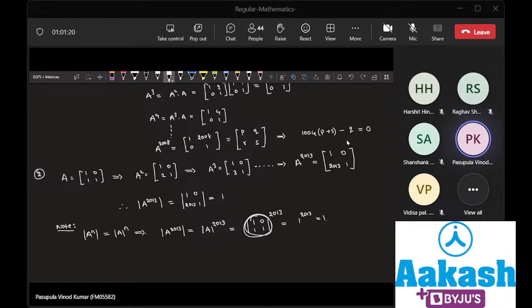Like this also you can do it. You need not find the last matrix. Do you get it, everyone? Yes. Okay, so this one next.